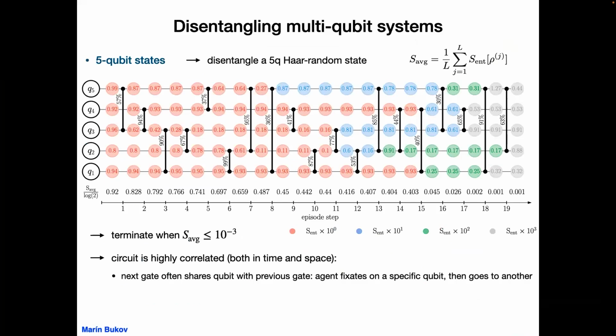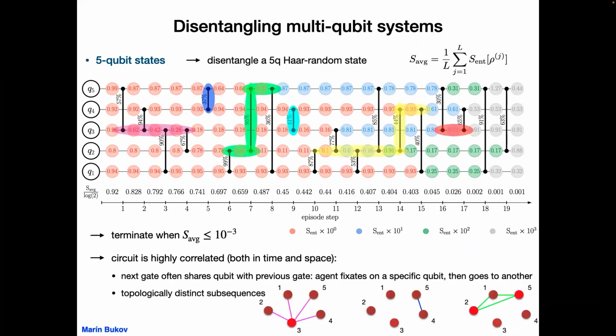Again, the color, basically when it changes, you reduce the entanglement entropy by 1 order of magnitude. In the end, everything falls below a threshold. Interesting thing here is that there are actually some topological subsequences. So you can analyze this circuit.